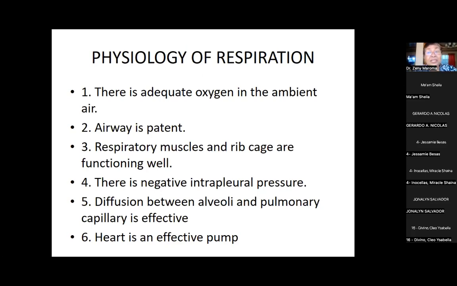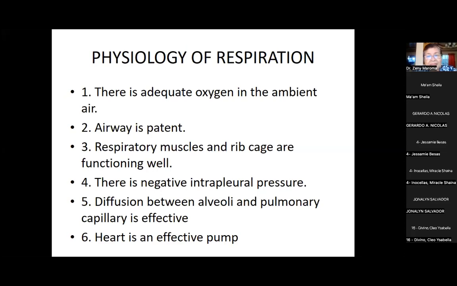Fourth, there's negative intrapleural pressure. So what is normally present in the pleural cavity? A small amount of pleural fluid, which serves as lubricant in order to prevent friction between the parietal and visceral pleura. So dapat para makapasok yung hangin from the environment, the pressure in the pleural cavity is negative.